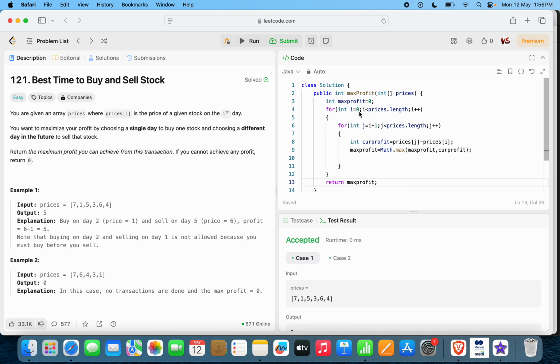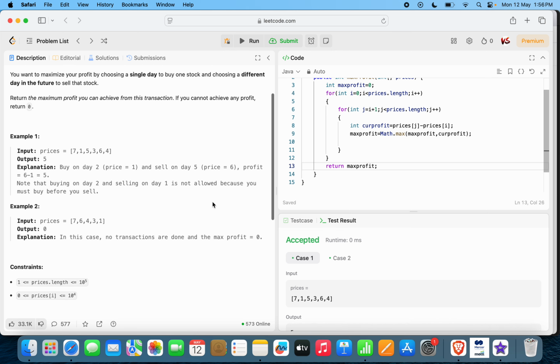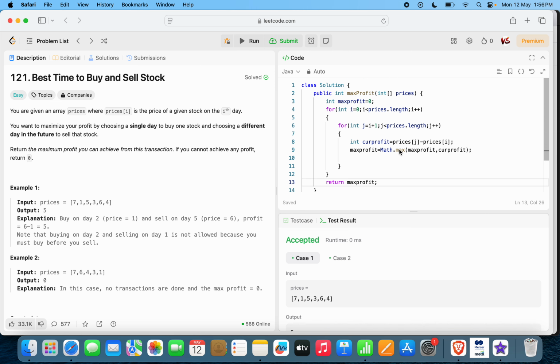Here I'm using two for loops, which take O of n squared time complexity, and I'm not taking any extra space, so the space complexity is O of 1. This is how we solve the best time to buy and sell stock using the brute force approach.